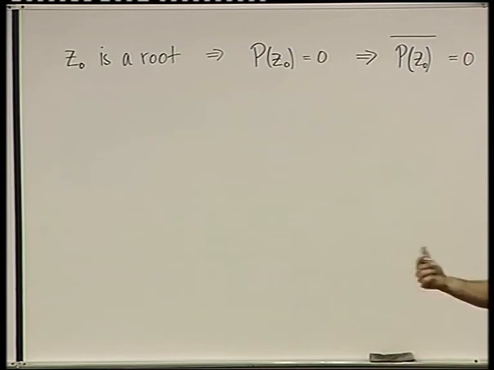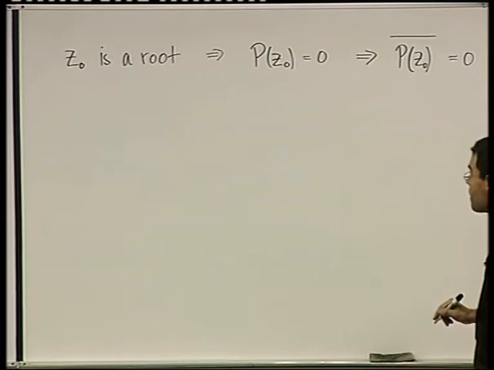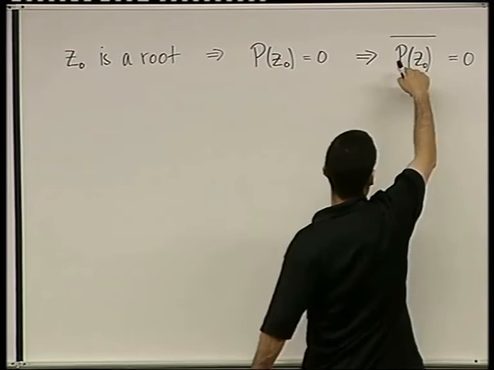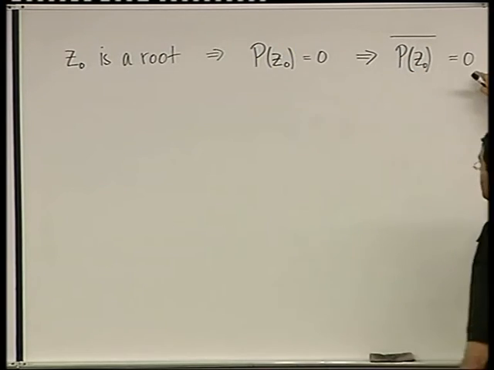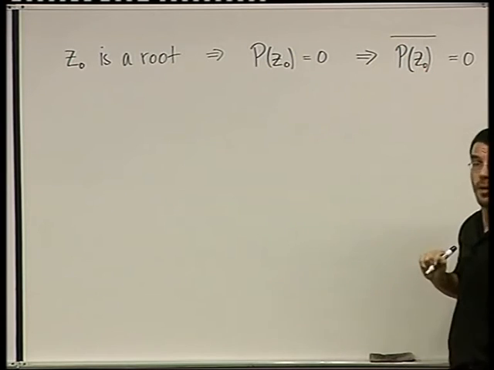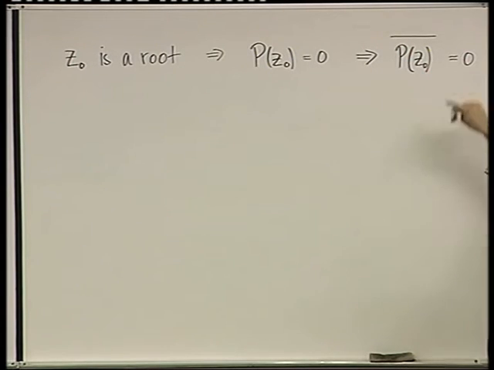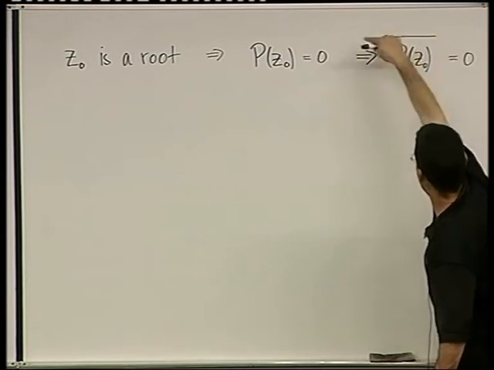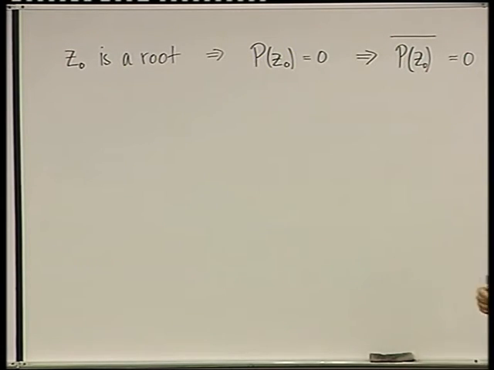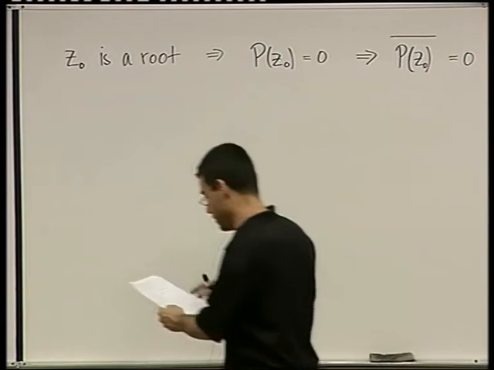The complex conjugate of 0 is 0. Okay? Now remember what we want to prove. We don't want to prove that p of z0 is 0. We want to prove that p of z0 bar is 0. We want to somehow take this bar on the entire thing and throw it just into z0. That would mean that z0 bar is a root. That's what we're trying to prove: that if z0 is a root, so is its complex conjugate. So how do we do that?